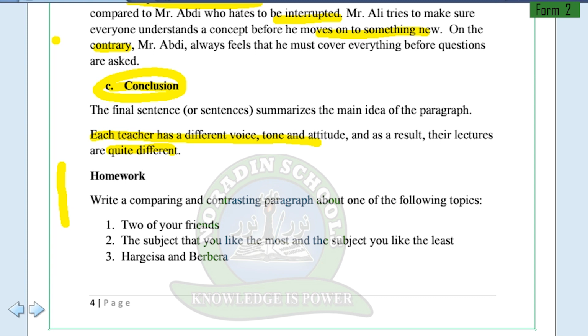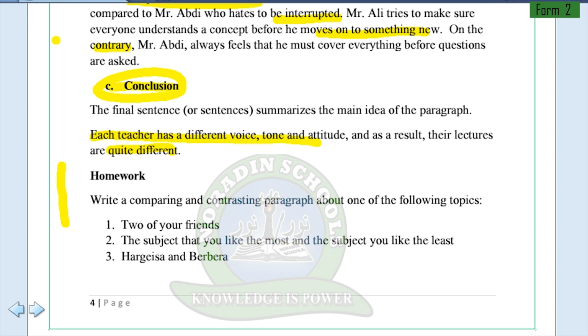So I want you to choose which one you love, that means which one you know more information about. For example, two of your friends, Ahmed Ali, Umar Abdurrahman, something like this. You can compare and contrast their differences and also their similarities.